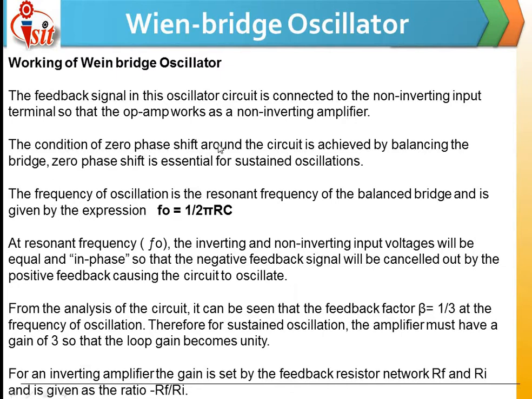Then the condition of a zero phase shift around the circuit is achieved by balancing the bridge. Zero phase shift is essential for sustained oscillations. That means there is no kind of phase shift generated from those oscillations, whatever the phase shift output introduced by that system. The condition of zero phase shift around the circuit is achieved by balancing the bridge.